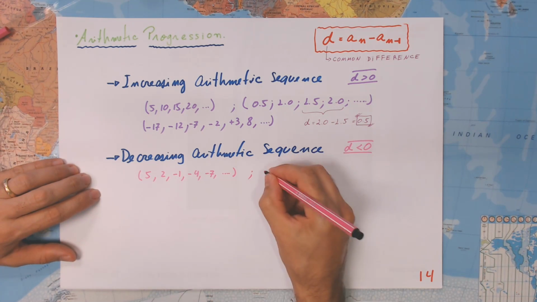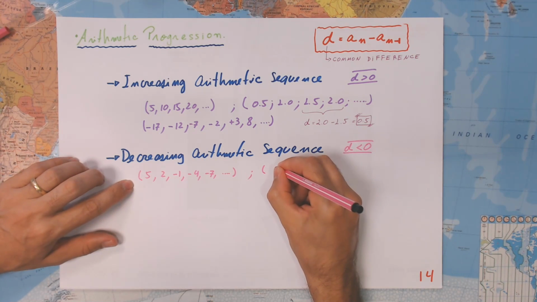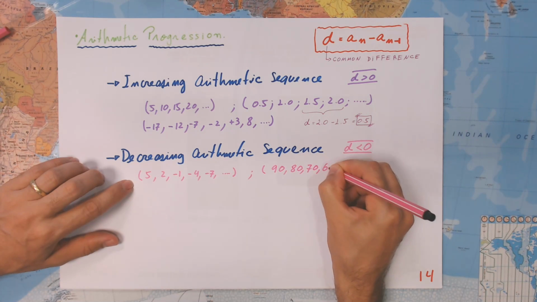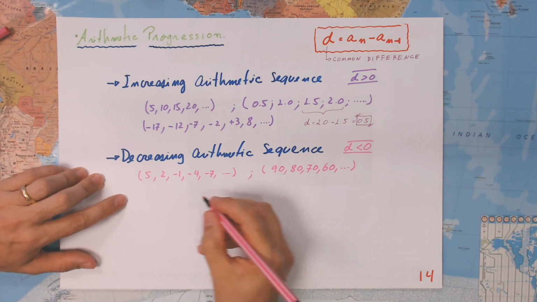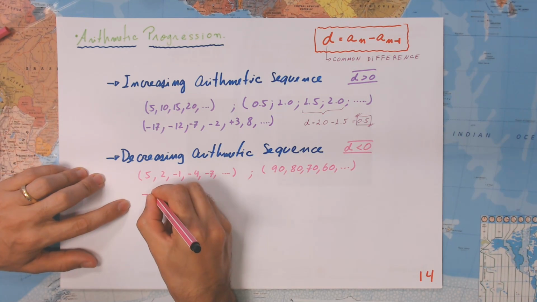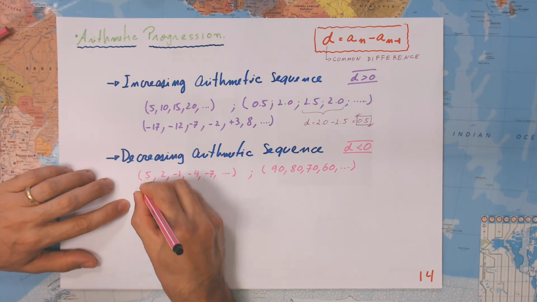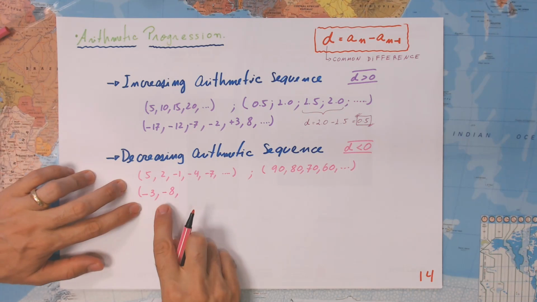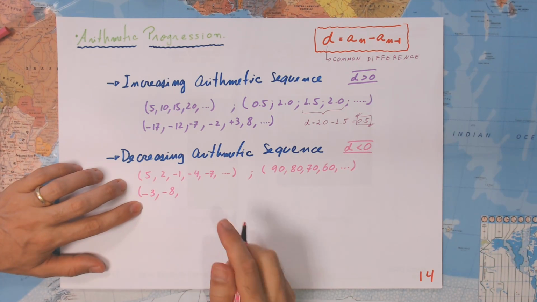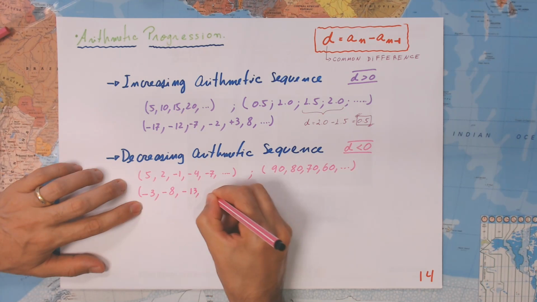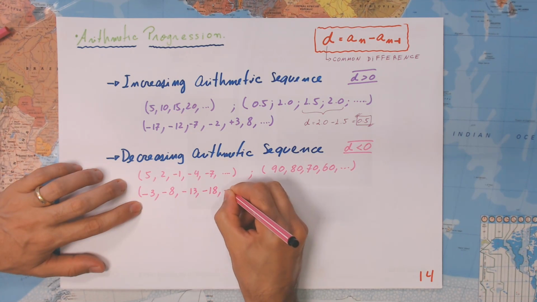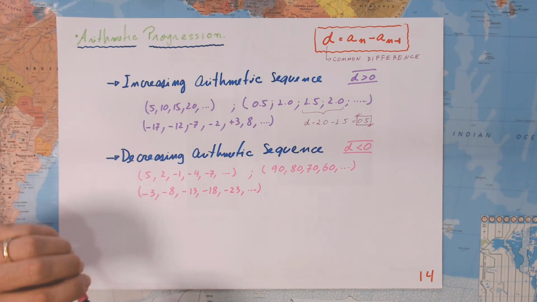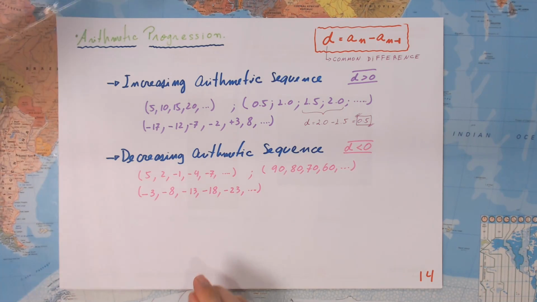Let's make another one, maybe 90, 80, 70, 60, and so on. Or maybe minus 3, minus 8. I'm just subtracting 5. Okay, each time subtracting 5. Minus 13, minus 18, minus 23, and so on.